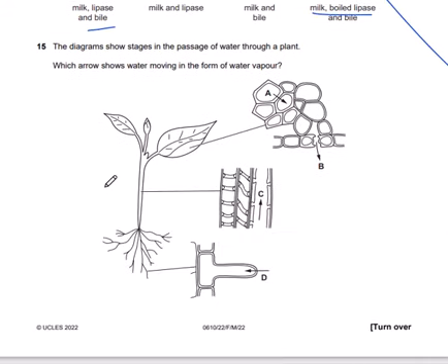The diagram shows stages in the passage of water through a plant. Which arrow shows the water movement in the form of water vapor? It moves out of the stomata.